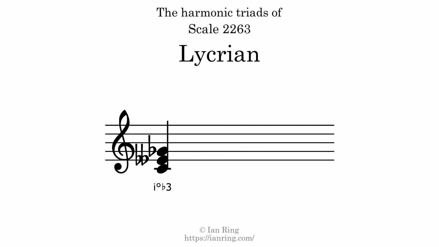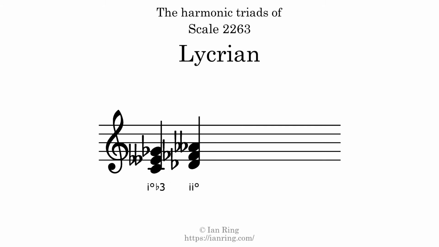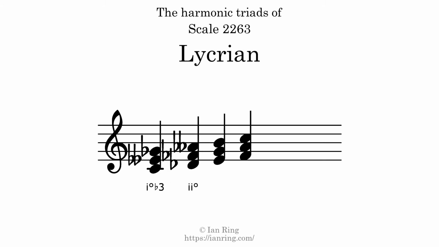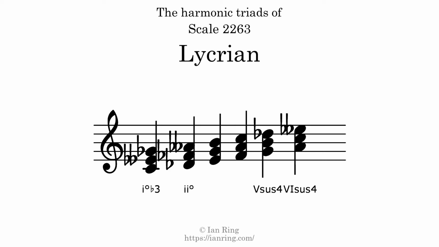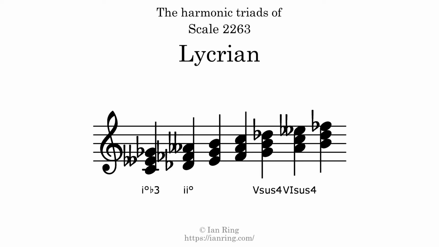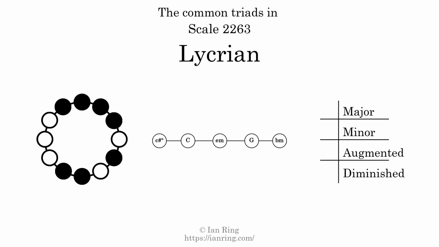Diminished flat 3. Diminished. Unnamed. Unnamed. Sus 4. Sus 4. Unnamed. Here are the common triads present in this scale. The diagram in the center is a graph of parsimonious voice leading between triads.